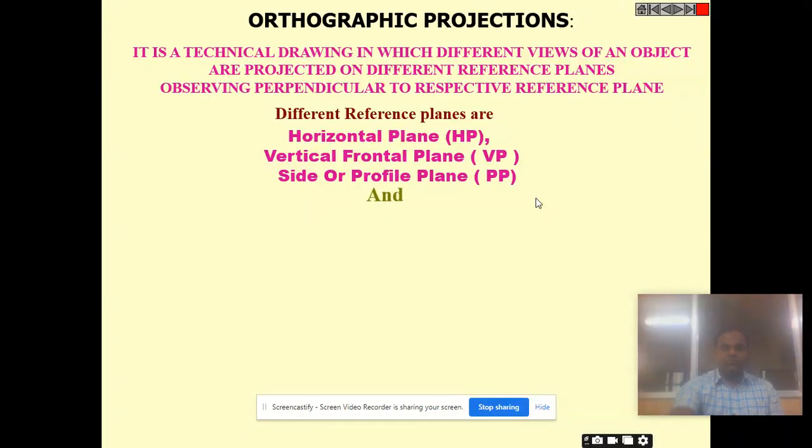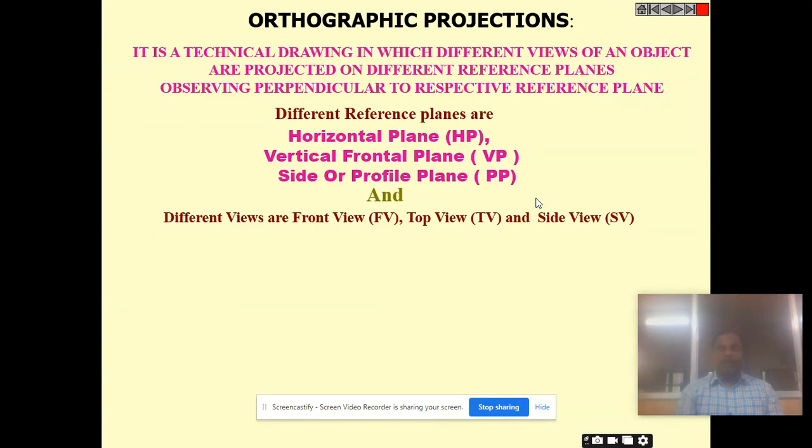Now, the views which we get on these particular planes are called the front view, top view, and side view. Now, on which plane do we get the front view, on which plane do we get the top view, and on which plane do we get the side view? As per the name, on the horizontal plane we get the top view, because in the horizontal plane when we observe the object, we observe it from the top. The horizontal plane is like this, the object is here, we observe it from the top, hence the view which we get on this plane is called the top view.